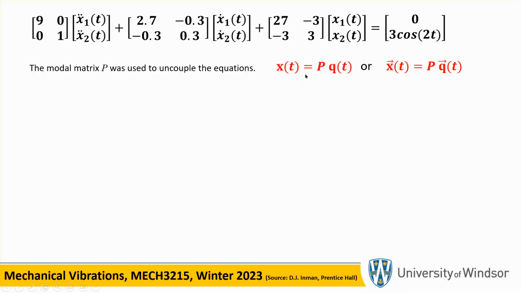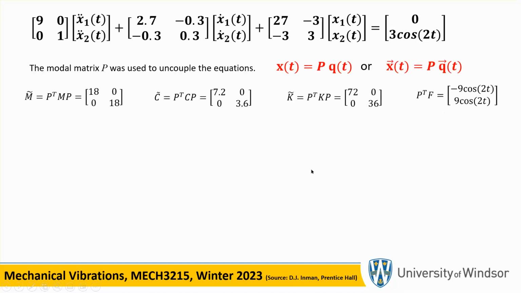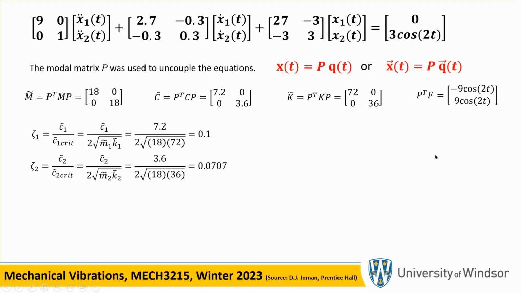Okay. So we make a change of variable. We get the modal mass matrix, modal stiffness matrix, and modal damping, think about it as modal damping, although we got it from Rayleigh damping. And P transpose F, you have to do that. You're going to get this.